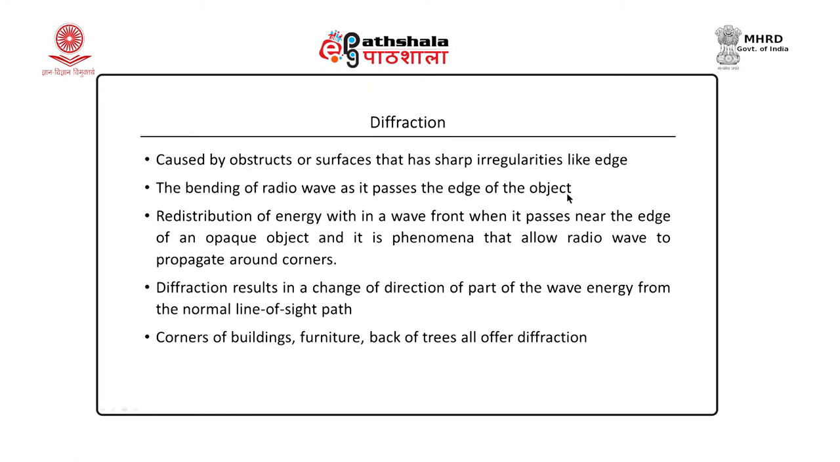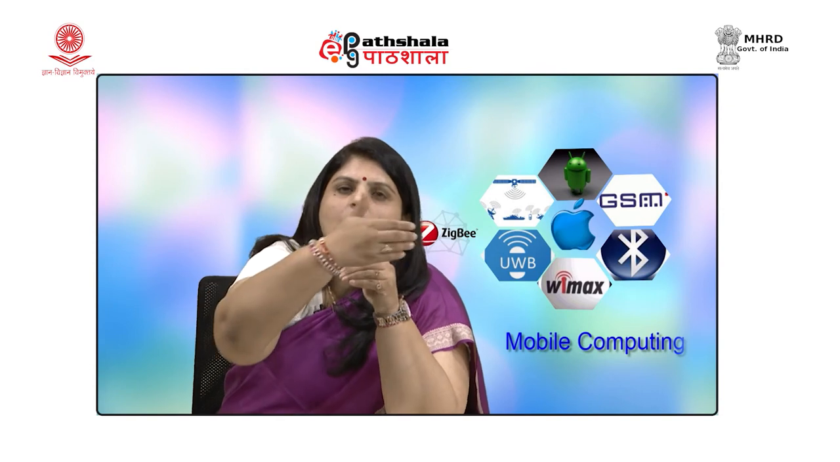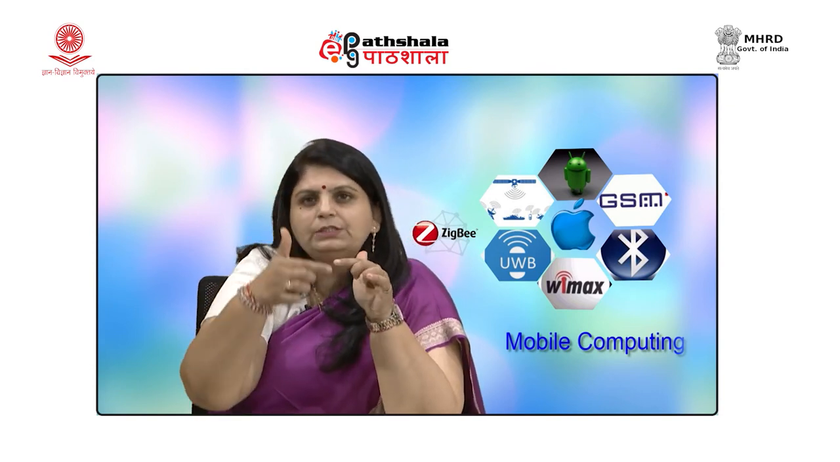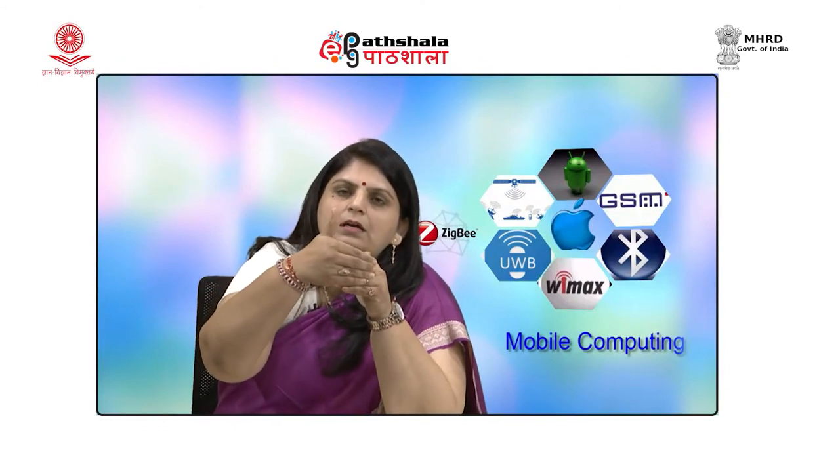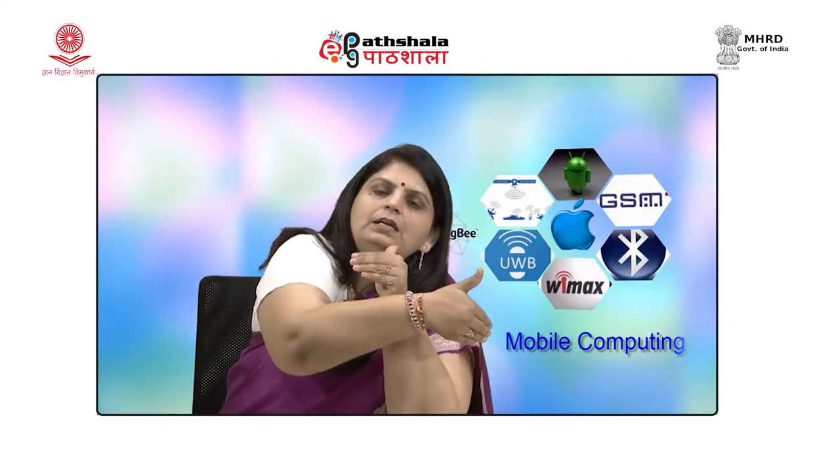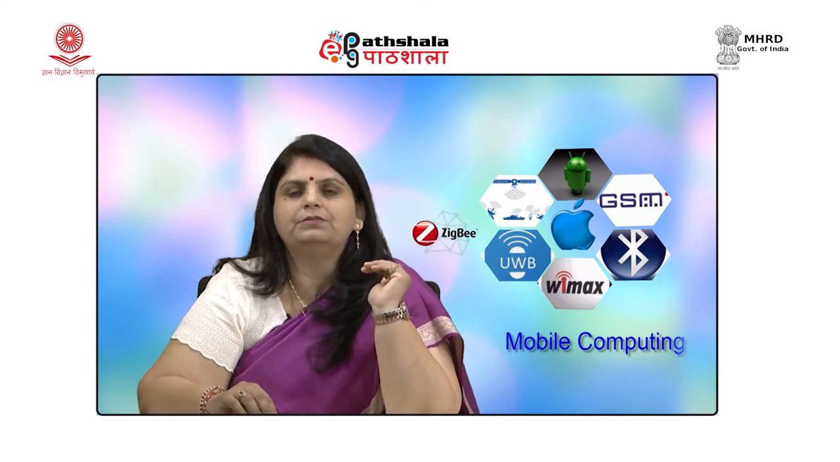What it does is bend a particular wave as it passes the edge of an object. As I just said, in ground waves, the waves bend because of the curvature of the earth's surface. Why does this happen? Because the energy of the waves gets redistributed when it passes near the edge of an opaque object, and it is that phenomenon that allows radio waves to propagate around corners. So, when a wave reaches a building and has to go across it, it will be diffracted by the edge of the building, it will simply get bent, and then it will turn and go to the receiver.